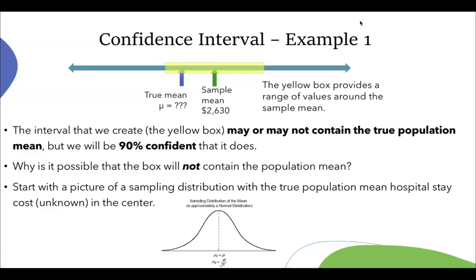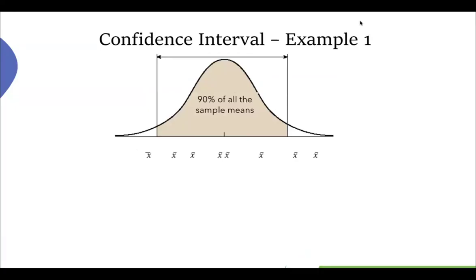in the center. So here's our sampling distribution. It is normal because n is greater than 30. And the true population mean is unknown. It's in the center. Now let's block off the middle 90% of all sample means. So we're going to have a low end and a high end to this piece of area.